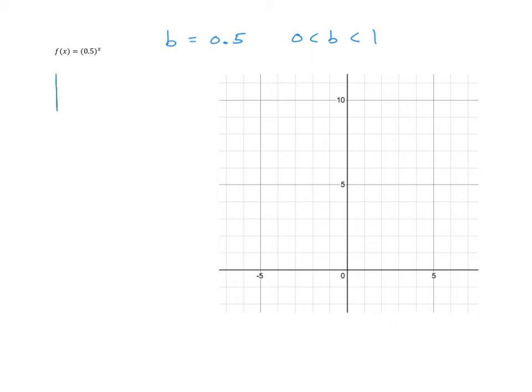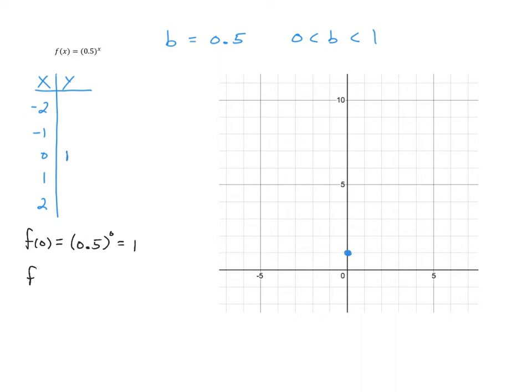I'm going to make a table of values. Maybe I'll do fewer than last time. Maybe I'll just do -2, -1, 0, 1, and 2, and we'll see what we get. Let's start with, again, the 0, 1, and 2. So to start with, what is f of 0? It's 0.5 to the 0 power, but that still is equal to 1. So at 0, we still get 1, and that's that spot right here.